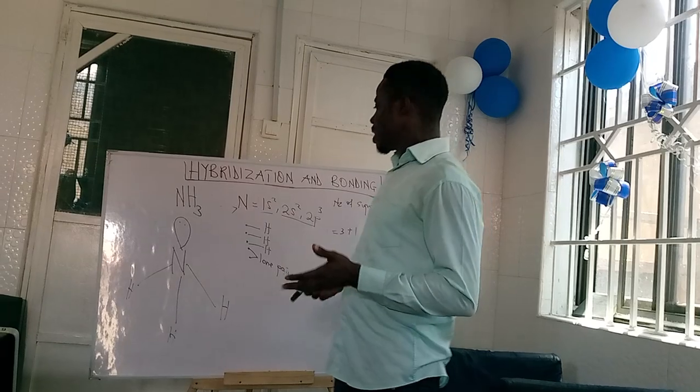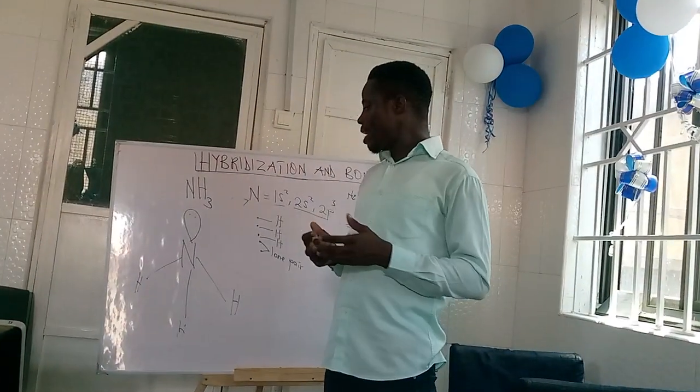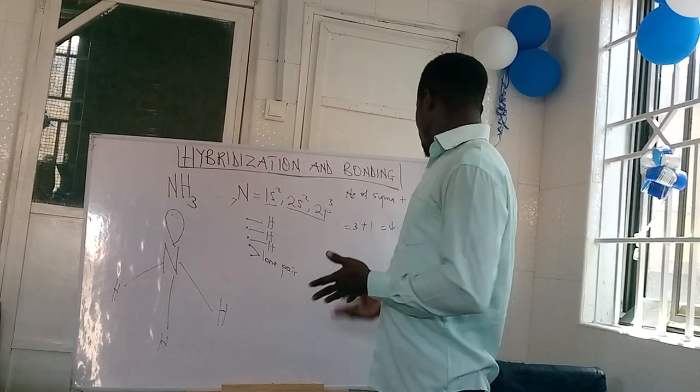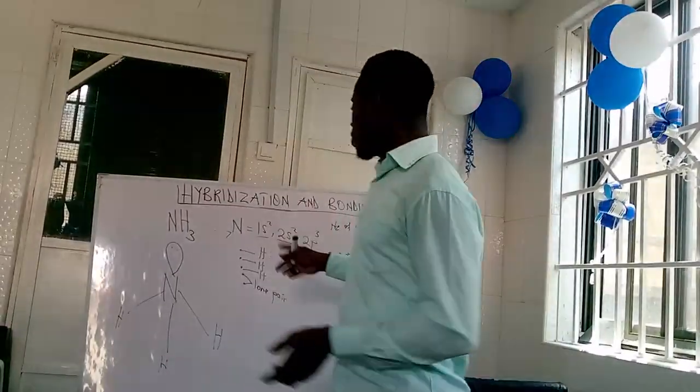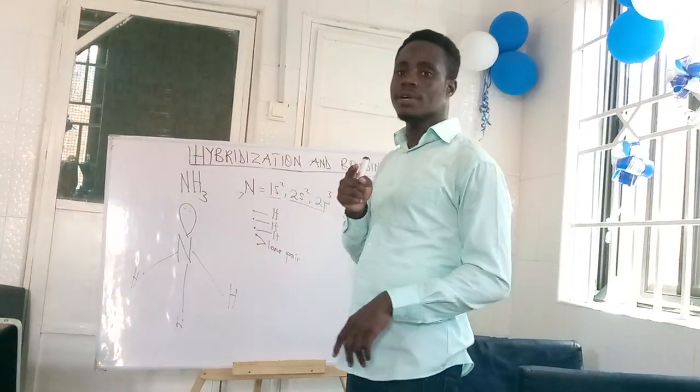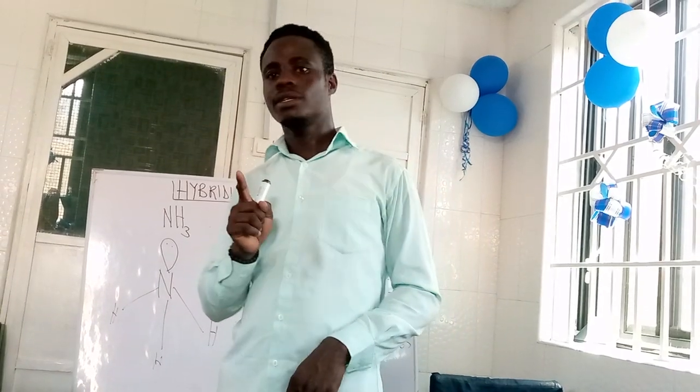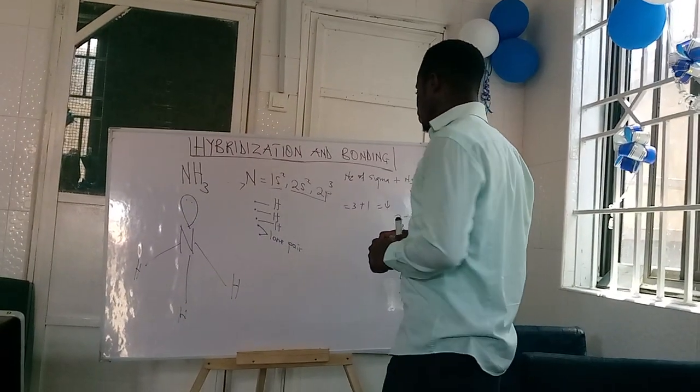In this case, this ammonia too, since it has 4, we are expecting to see a tetrahedral shape, but it's not having that shape. This is another interesting question. They can ask you to explain why ammonia, although it's expected to have a tetrahedral shape, is not. Now, these are some of the reasons.